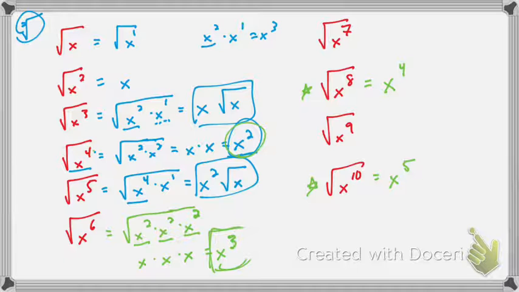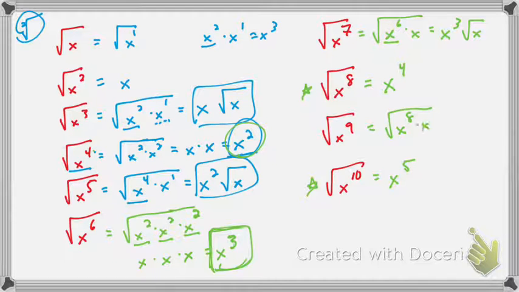Now, these odd ones, though, we have to break them down. This is the same thing as x to the 6th times x. So the square root of x to the 6th is x to the 3rd. And then I have the square root of x left in there. Then down here, I have x to the 9th. That's the same thing as x to the 8th times x. So this one, the square root of x to the 8th is x to the 4th. So x to the 4th pops out, and I'm left with the square root of x.